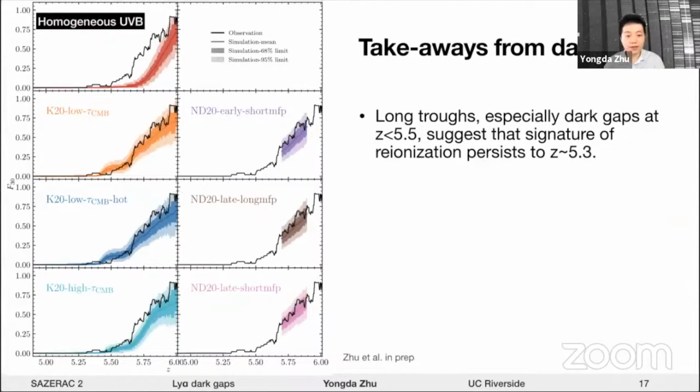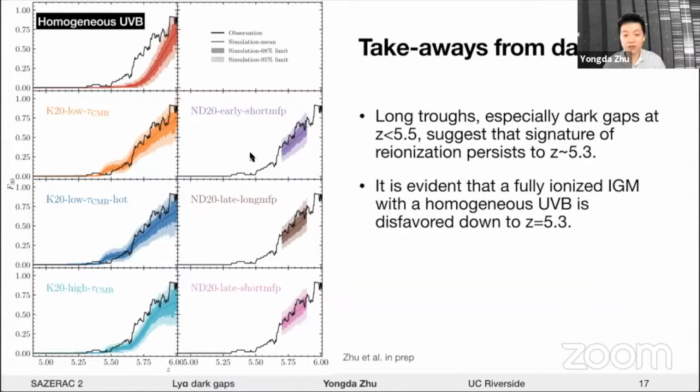Then let's look at the first panel. It compares F30 from the data to the prediction of the homogeneous UV background model. It's evident that a fully ionized IGM with a homogeneous UV background is disfavored even down to redshift around 5.3.